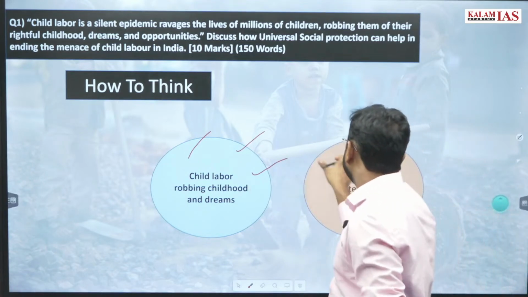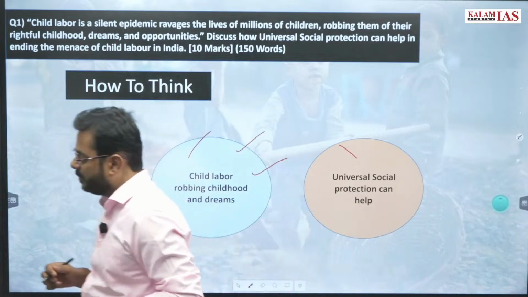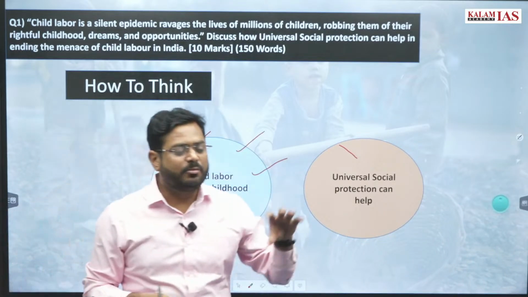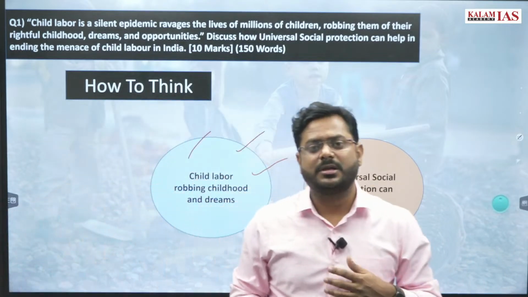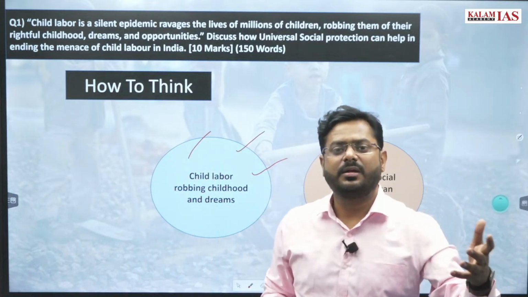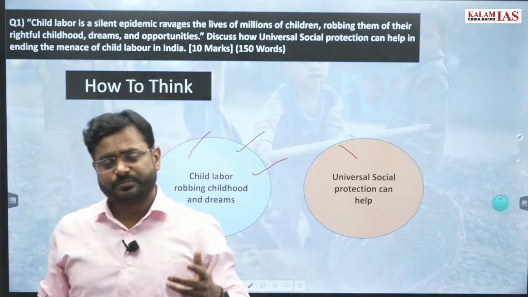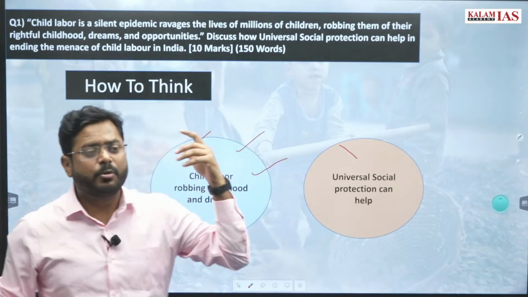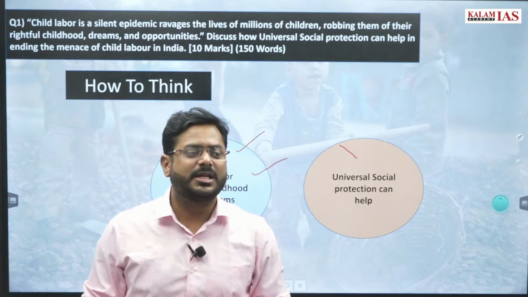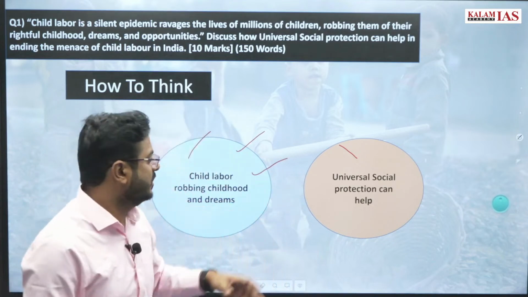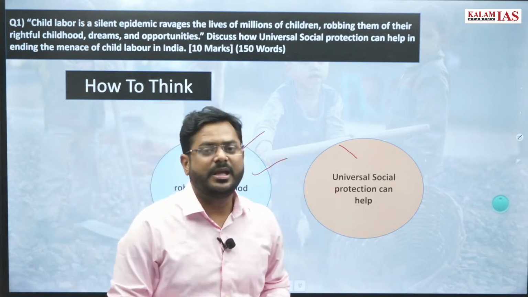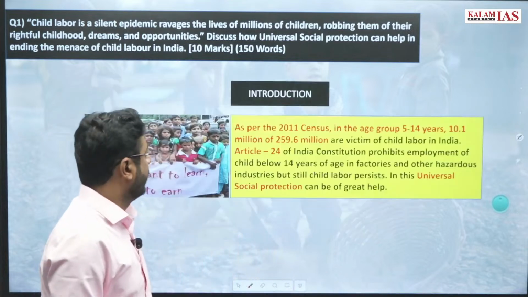Then the second part is how universal social protection can help. Universal social protection will be helping in multiple domains. For example, for poverty elimination, hunger elimination, for providing education, providing health services. So through all these methods, universal social protection will be of help, right?